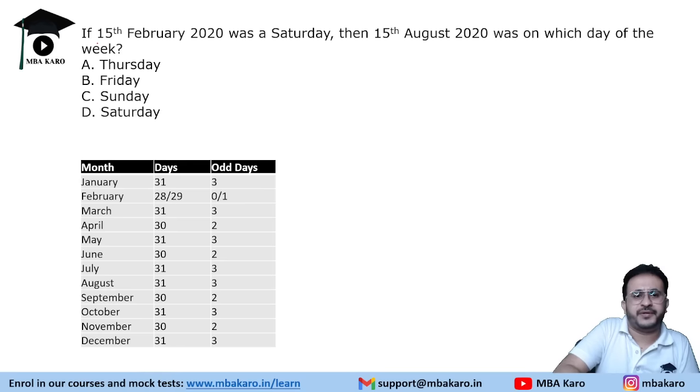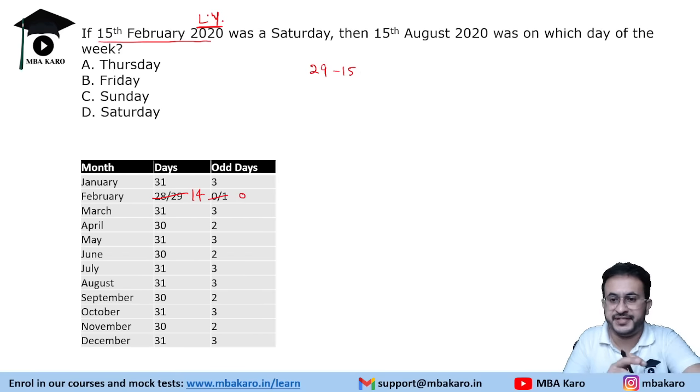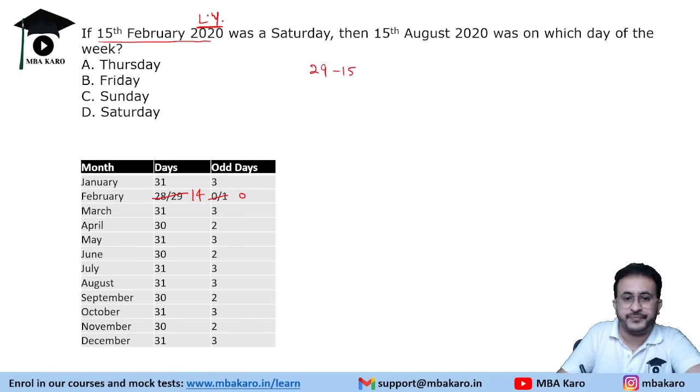So 15th February 2020. Now 2020 is a leap year, so you need to be very particular whether it is a leap year or not. How many days are left in February? 29 days are there, 15 days. So 14 days are left in February. 14 days means 0 odd days. Odd days is remainder by 7.